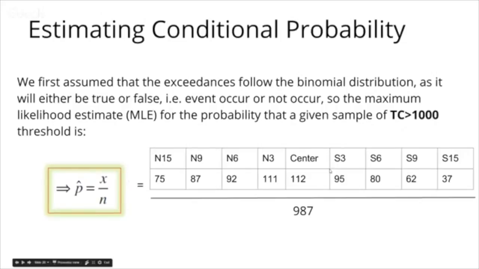Estimating conditional probability. We first assume that the exceedances follow the binomial distribution, as it will either be true or false, i.e. event occur or not occur. So the maximum likelihood estimate, MLE, for the probability that a given sample of TC greater than 1,000 threshold is p hat equals x over n, where 75, 87, 92, all the way to 37 are the x for the respective station over the total number 987.